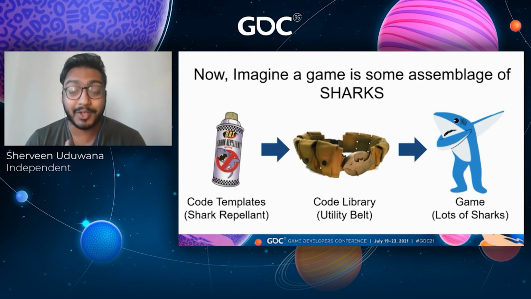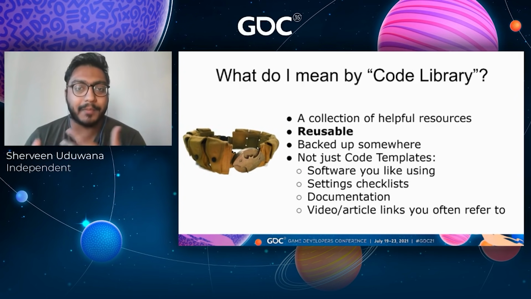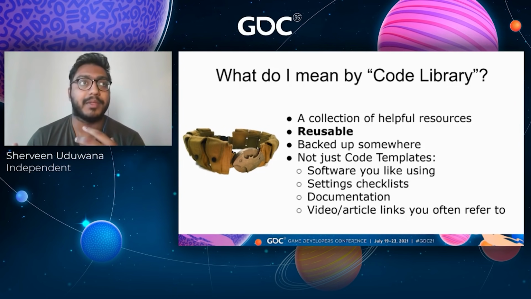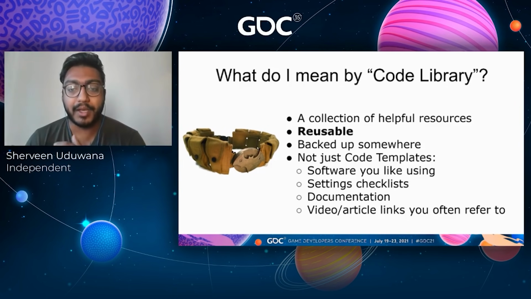Obviously that's an oversimplification, but when I'm talking about a code library, what I mean is essentially a collection of helpful resources, right? And they should be reusable. I'm probably going to be saying reusable a lot in this talk, so I've bolded it. It should be backed up somewhere you can access, and I'm primarily going to be talking about code templates or pre-written code, but it really can just be things that help you out.